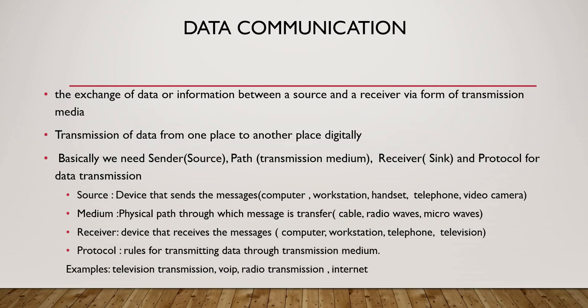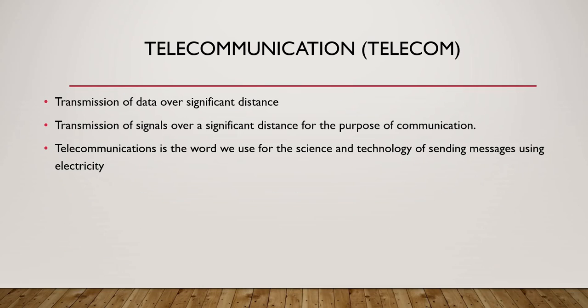Third one is the receiver. It is the device that receives the message. Computer, workstation, telephone, television, radio, all these are receivers. Now, to transmit data from one place to another, we need some kind of rules, and the rules are known as protocol. Protocol means rules for transmitting data through the communication channel or transmission media. The examples of data communication are television transmission, VoIP, radio transmission, internet, etc.